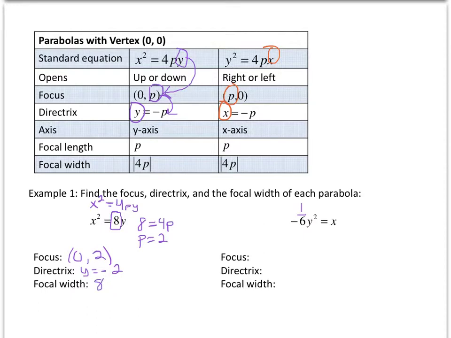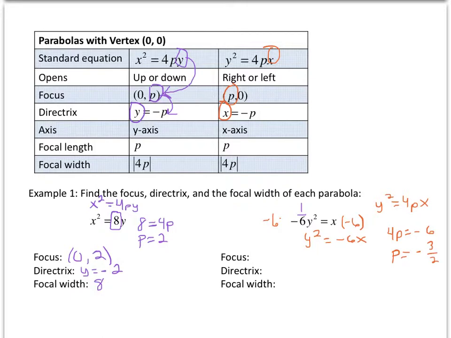On this next one, over here on the right, it's not actually in standard form. Our standard form would be y squared equals 4px. That's not what we have. So to get the y squared by itself, we need to multiply each side by negative 6. That gives us y squared equals negative 6x. That means that 4p equals negative 6, so p equals negative 6 divided by 4, which is negative 3/2. It's a little unpleasant because that's a fraction, but we'll see it through.